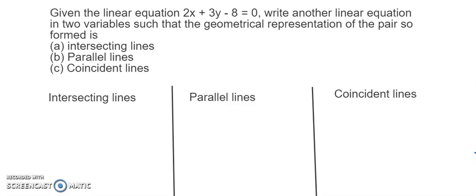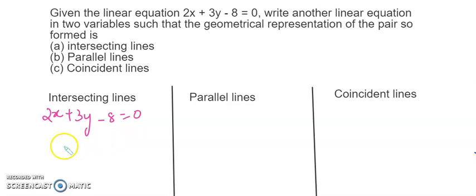Before that, here the equation is given as 2x plus 3y minus 8 equals 0, right? I want to make an intersecting line. Intersecting line means a1 by a2 is not equal to b1 by b2 is not equal to c1 by c2. That means the coefficients of x, y and constant should not match.